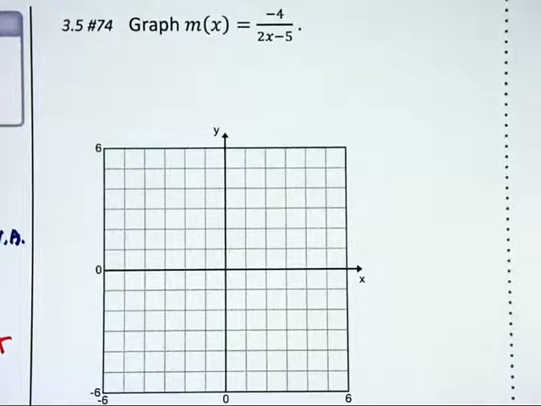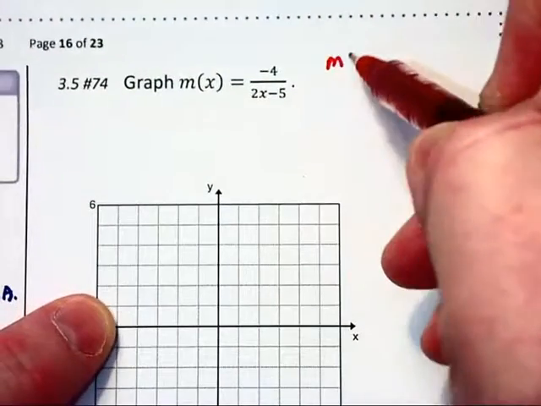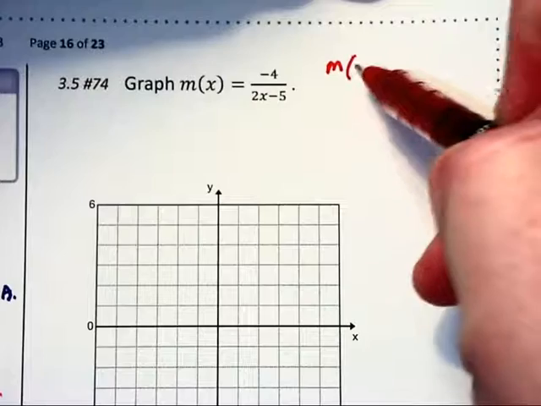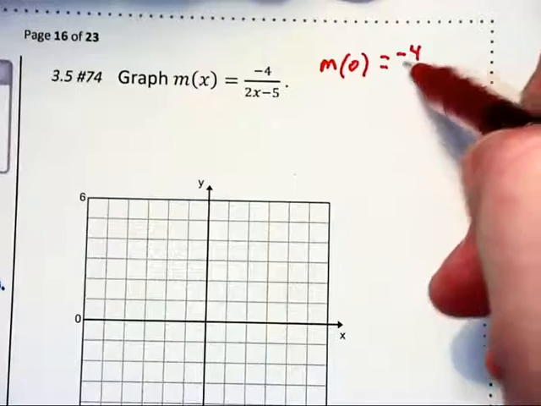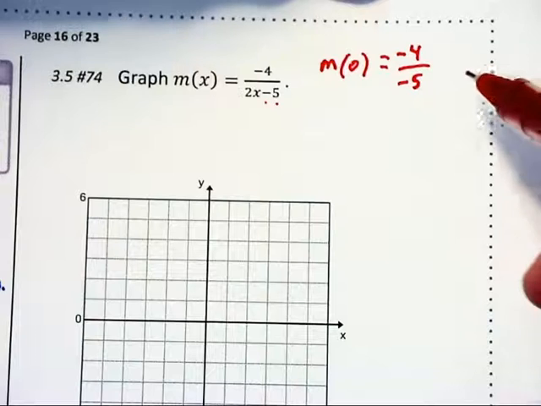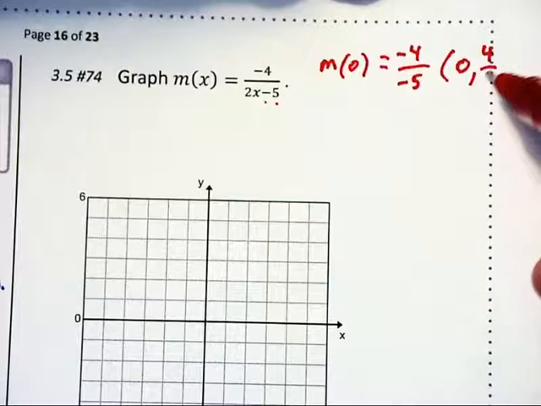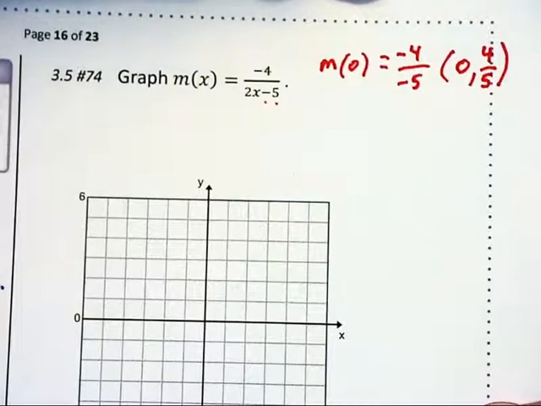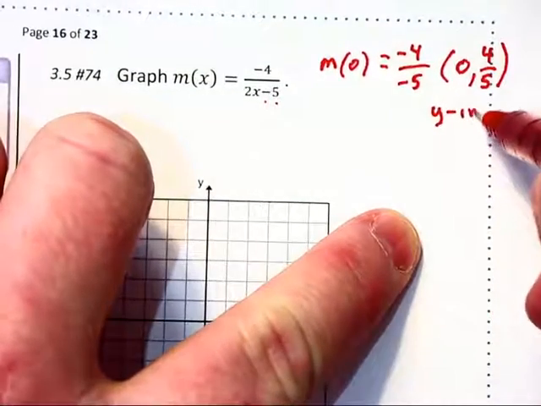Now let's fully graph a problem here. The first thing we want to do is substitute 0 into the function. If we find m of 0, in the numerator there's no x, so our numerator will just be -4, and our denominator 2 times 0 minus 5 is -5. That tells us that the y-intercept is 0, 4/5. Substitute 0 into the function to get the y-intercept. Maybe I'll label that as y-intercept.